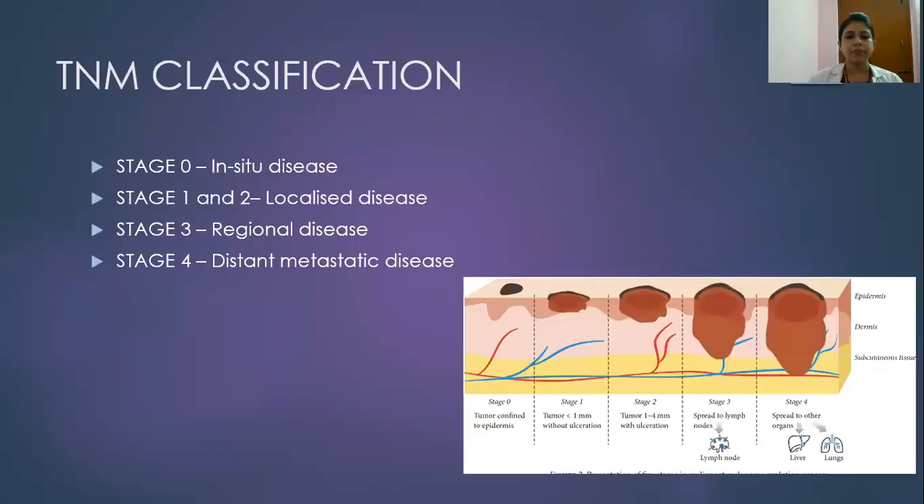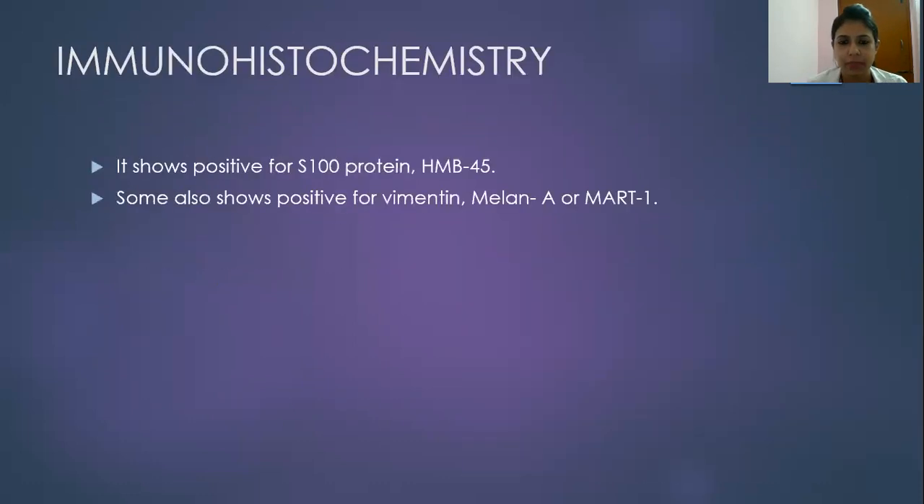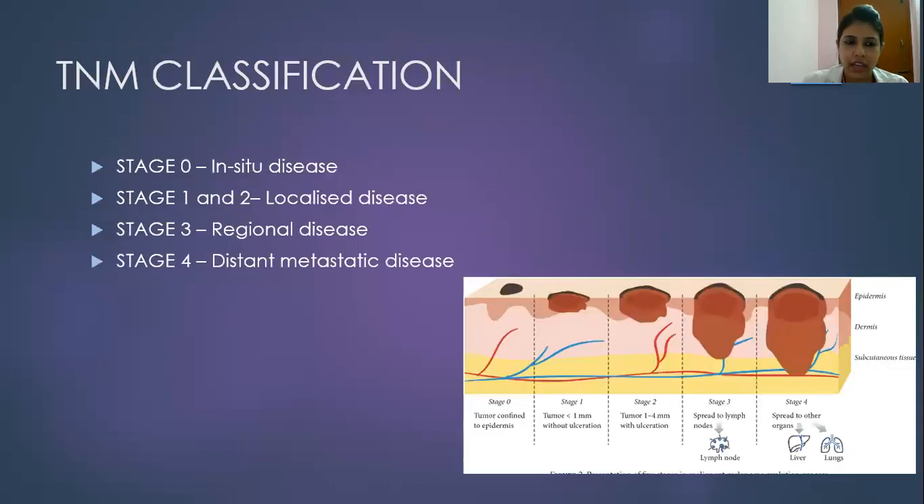Now we have the TNM classification. In the TNM classification, we have stage 0, which means the disease in situ. In situ disease means it is remaining confined to the epidermis. The tumor is not going below the epidermis. Okay, that's stage 0. Stage 1 and 2 are localized disease.